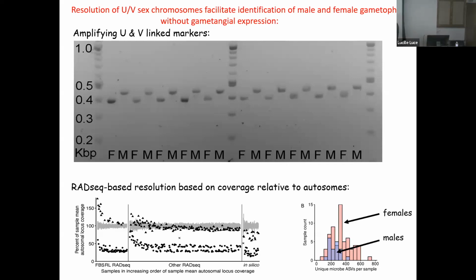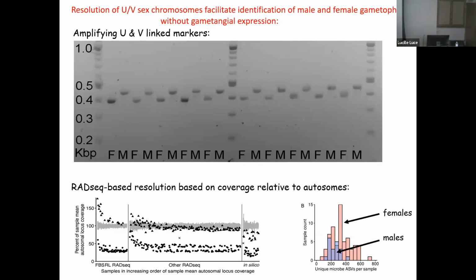So we actually developed two different tools. We developed primers from the U and the V sex chromosomes, female and male respectively, that could distinguish the sexes, and we made sure that they worked by testing them on plants that we had sexual expression for, so we knew what sex they were, and found that they worked reliably.